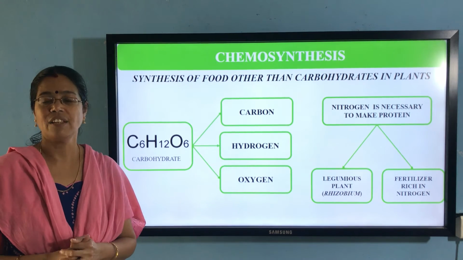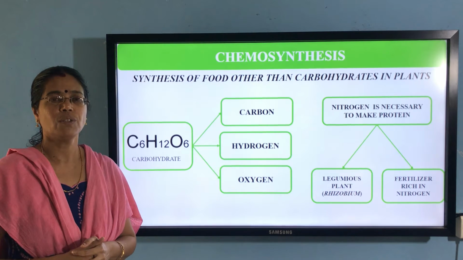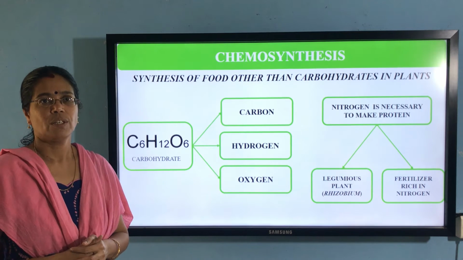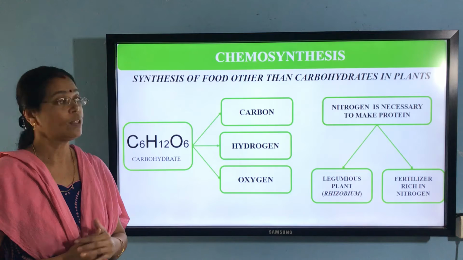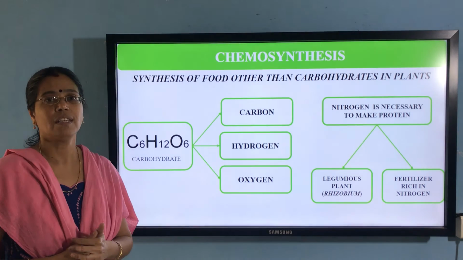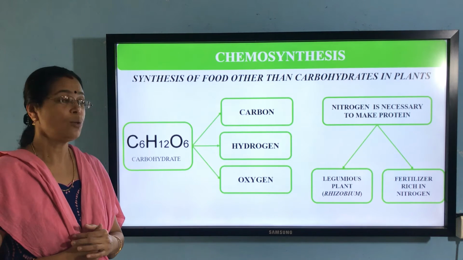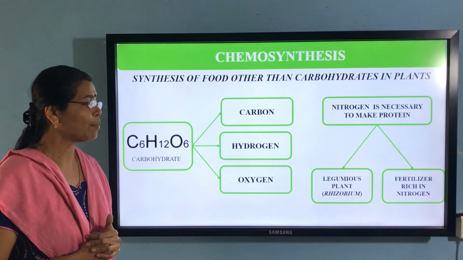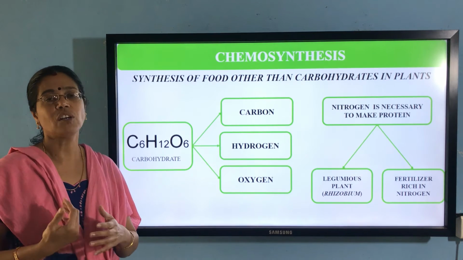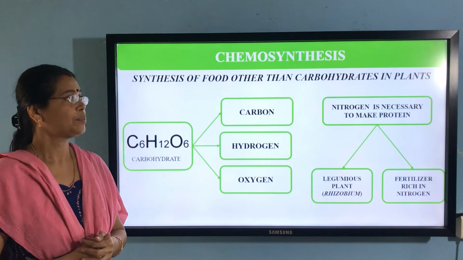And you might have seen farmers spraying fertilizer in their fields. This fertilizer contains nitrogen-rich components. By using this fertilizer also, the plant can take in nitrogen. Now using this nitrogen, the plant prepares protein also. So in this way, using simple elements like carbon, hydrogen, oxygen and nitrogen compounds, the plant prepares other components of food like fat and proteins.